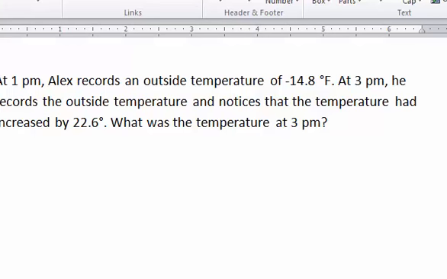Alright, so here's our next problem. At 1 p.m., Alex records an outside temperature of negative 14.8 degrees Fahrenheit. At 3 p.m., he records the outside temperature and notices that the temperature has increased by 22.6 degrees. So what is the temperature at 3 p.m.?